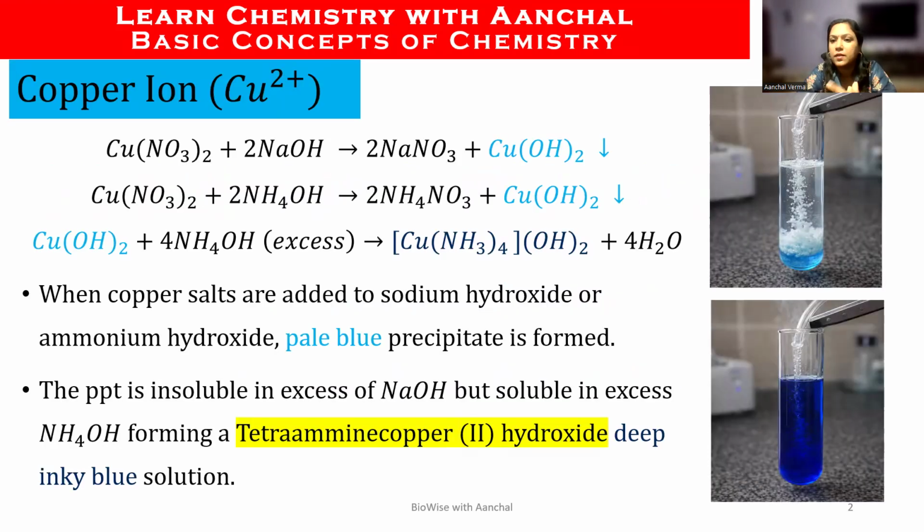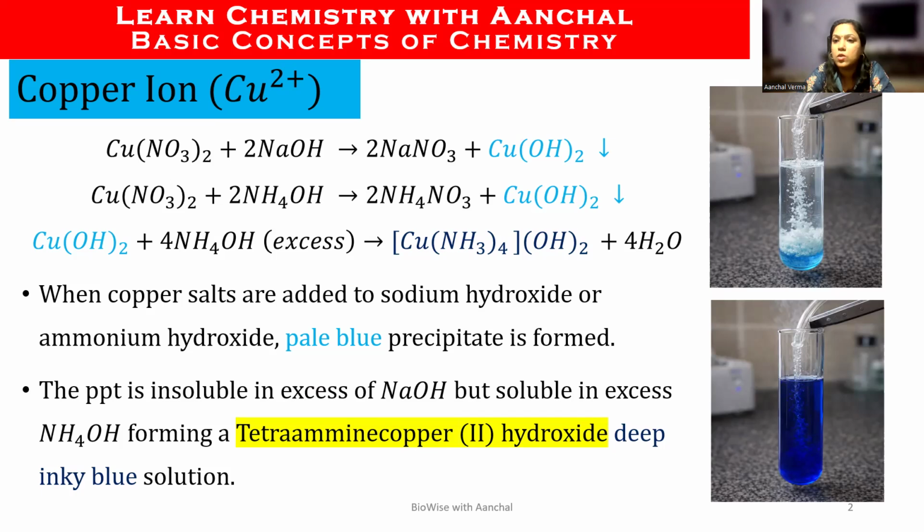Now, the first ion that we are going to study about is the copper ion. Copper, you know, has variable valency. It has a valency of 1 as well as a valency of 2. So here we are talking about the cuprous ion. Cuprous or cupric, write in the comment section. Is it cuprous or cupric? So Cu2+ or copper 2 ion, where copper displays a valency of 2.